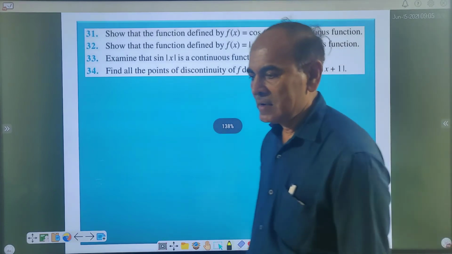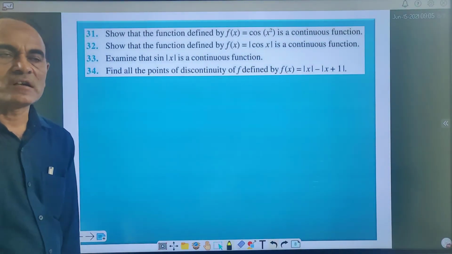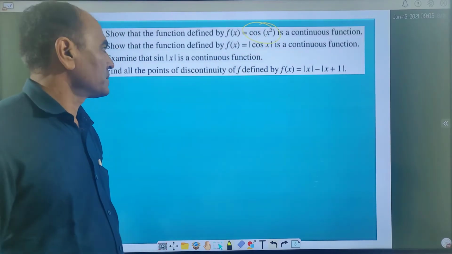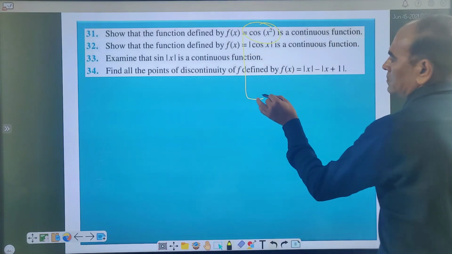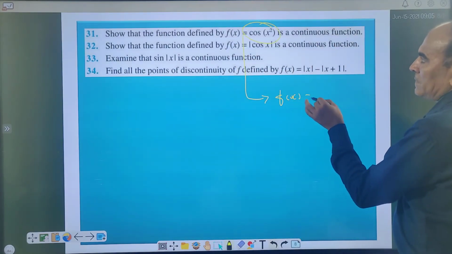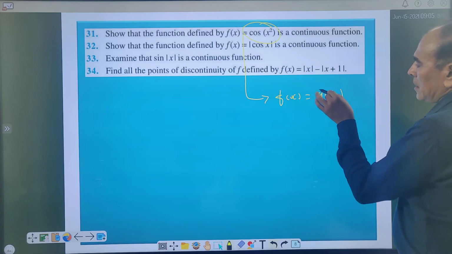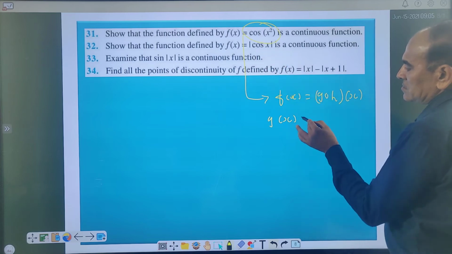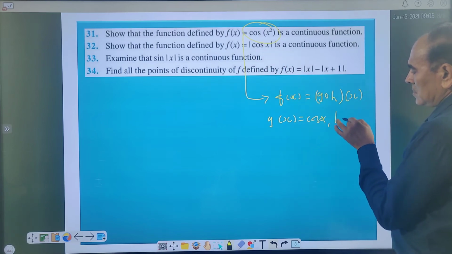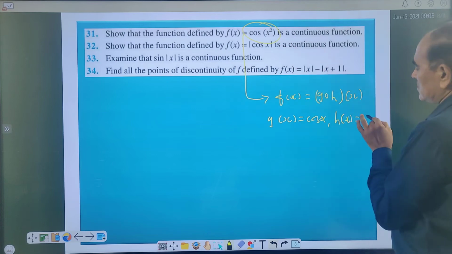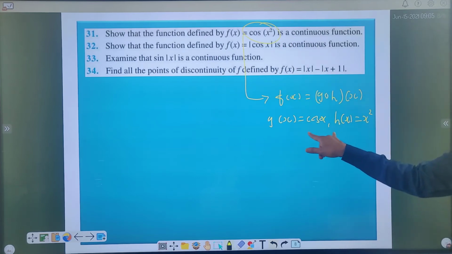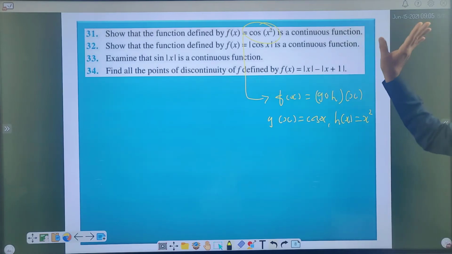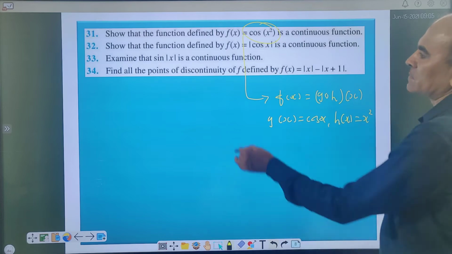Yes, how the composition of two continuous functions is continuous. We have already seen sin x square. So here cos x square. For this part, what do we have to take? f(x) is equal to h o g at x. g(x) is equal to the first function cos x. h(x) is equal to the second function, that is x square. These two functions are continuous and the composition of two continuous functions is continuous. So it is continuous.